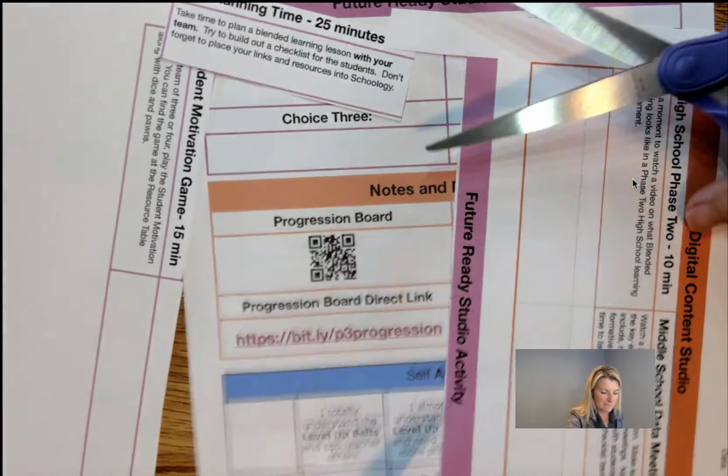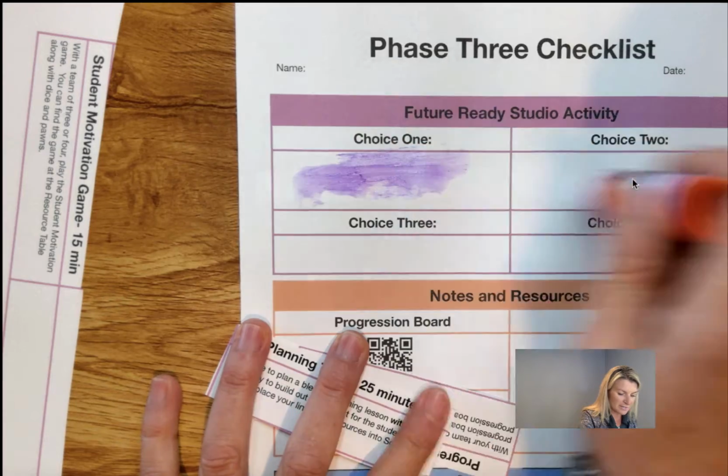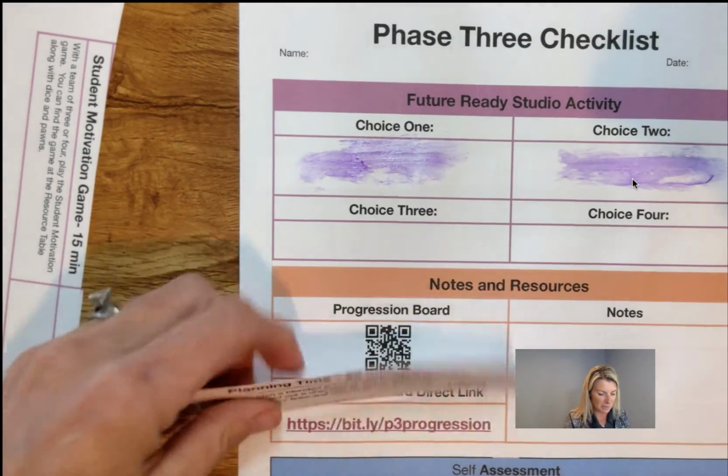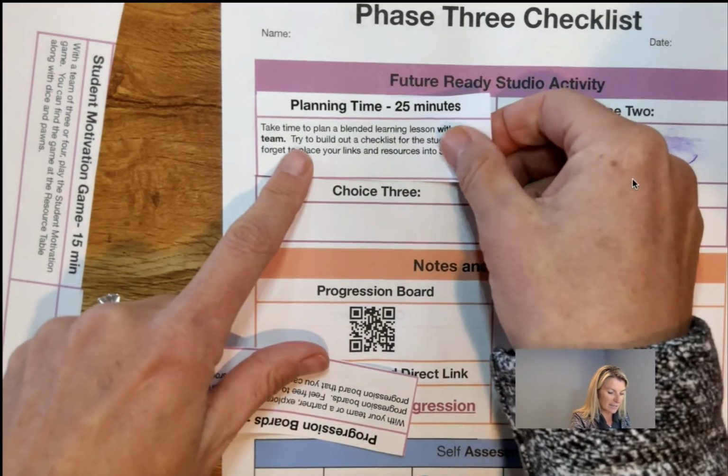All right, and guess what I just did? I got the ability to pick and choose which studios, which activities I want to do. That's what's the power behind Phase 3. That's my choice. I get to do this.